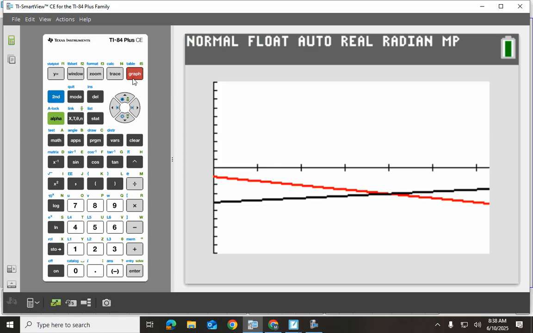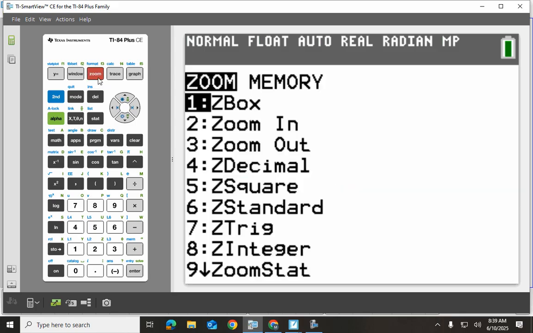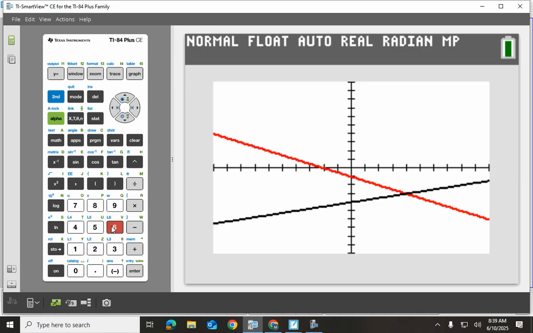Oh, okay. So my window settings are messed up from my last class. The way to return the window settings back to normal is zoom 6. So zoom 6 returns them back.